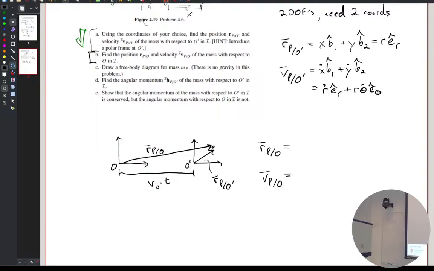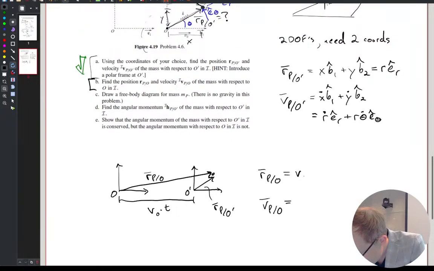It's just add, like tip to tail. If one vector is going this way and another is going that way, you should end up in the same spot. I got this from here. I don't know what frame this is in. Well, it has to be in the same one, actually. We just added: v initial times t plus the R O prime we got from part one, the cosine of that.